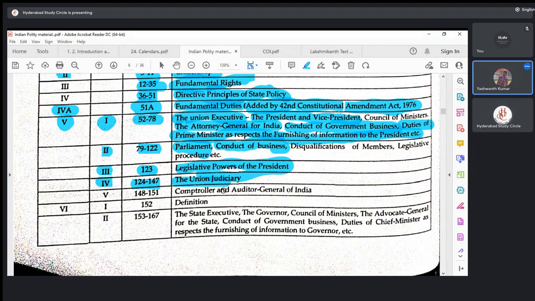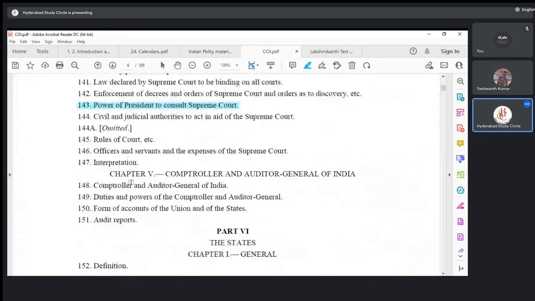Okay? Next. Chapter 5, article number 148 to 151: Comptroller and Auditor General of India. That is article number 148. These are all constitutional bodies.